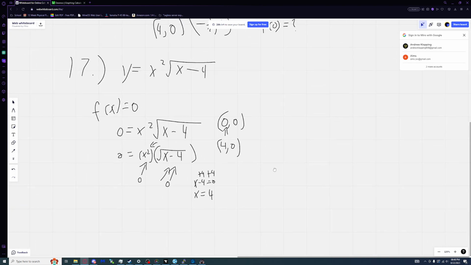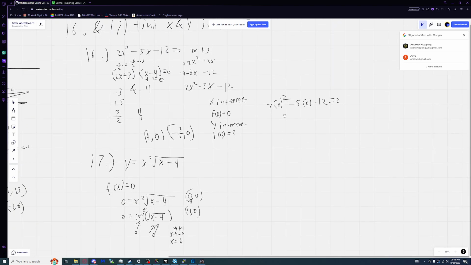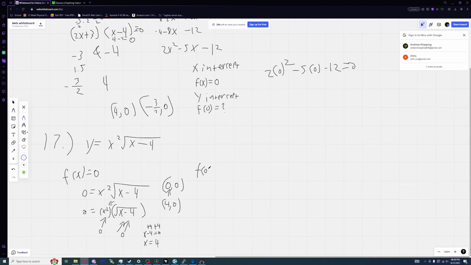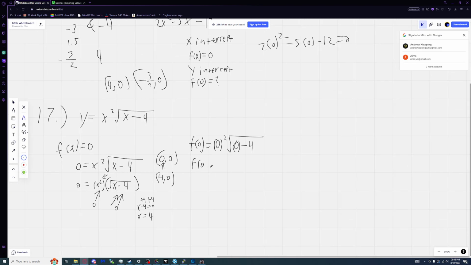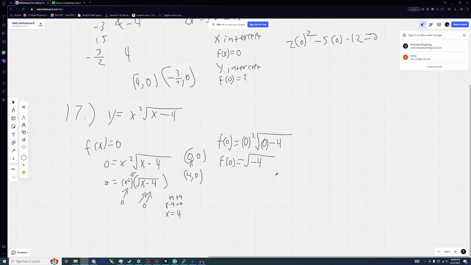Now for our next one, remember, the y-intercept is found by finding f of 0. So we're going to plug in 0 to all the terms. 0 squared times the square root of 0 minus 4, which gives us f of 0 is equal to the square root of -4. Now, that's kind of a problem. Kind of like a big problem.